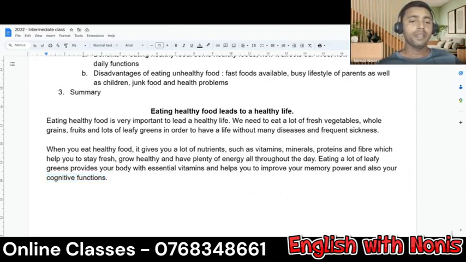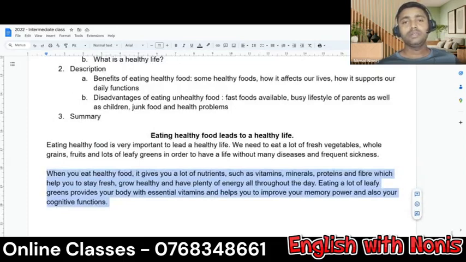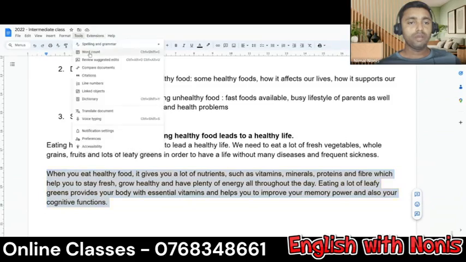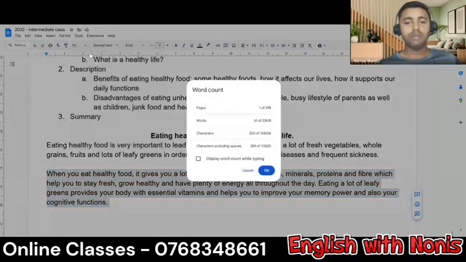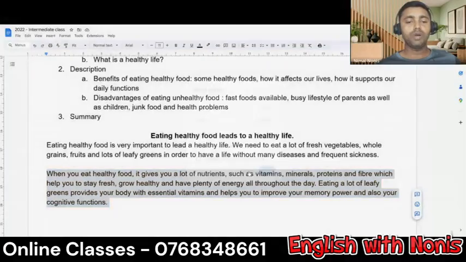Here on the second paragraph, what we have written is the benefits of having healthy food. Benefits of having healthy food. Okay. Now we need to see how many words we have used for this part. We have used 61. Now we have come to 100 words then.